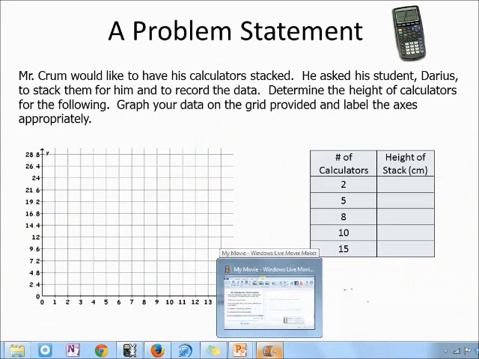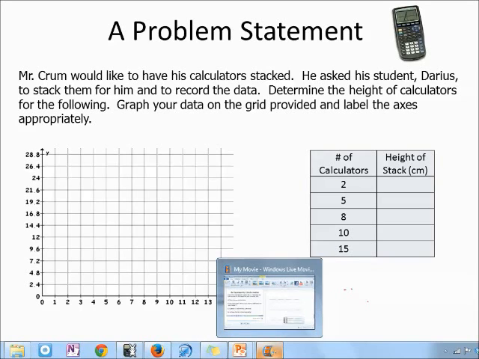All right, and our last question before we go on to really hitting the slope-intercept form. Mr. Crumb would like to have his calculators stacked. He asked his student, Darius, to stack them for him and to record the data. Determine the height of calculators for the following. Graph your data on the grid provided and label the x's appropriately.